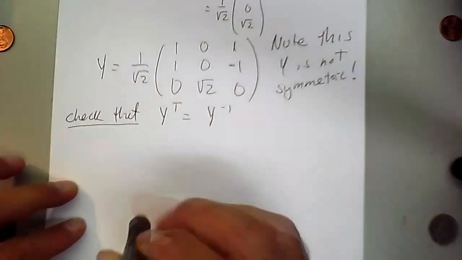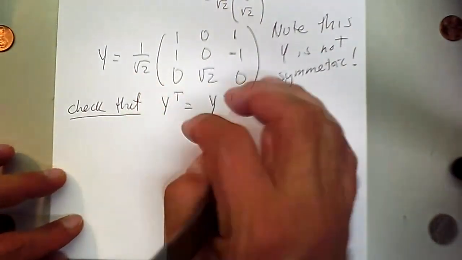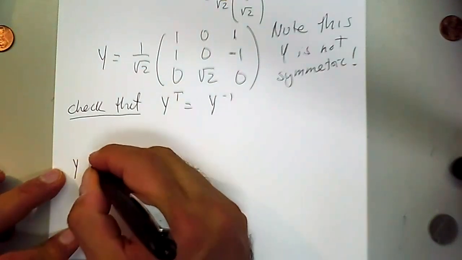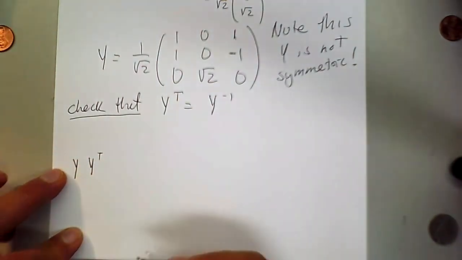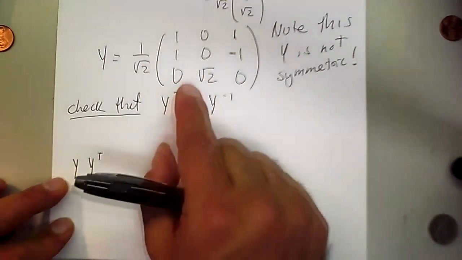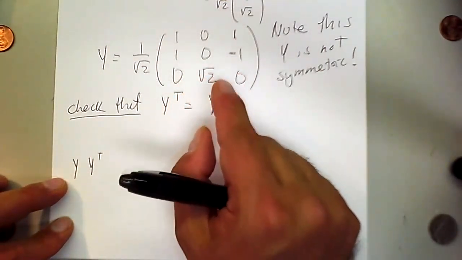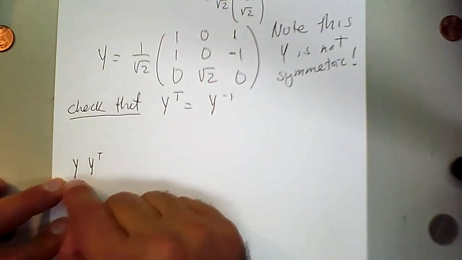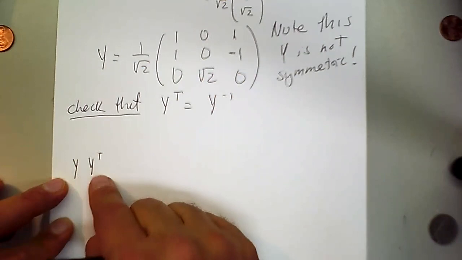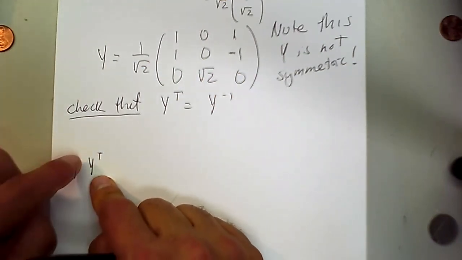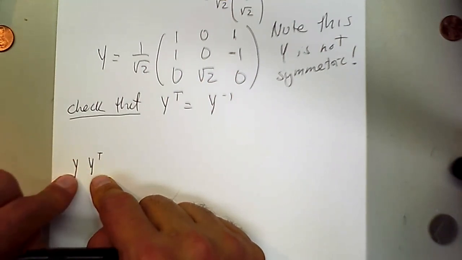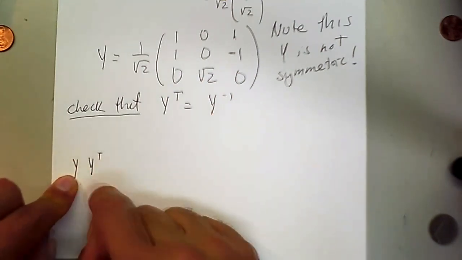Okay, so I want to check this. So I'm going to multiply this Y with the transpose. If we get the identity, that will mean that we have the inverse, yes. So if those two multiplied together give us the identity, that means that this guy is, in addition to being the transpose of Y, also the inverse of Y.